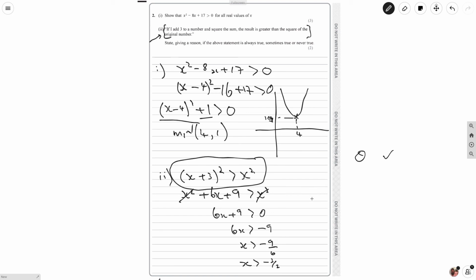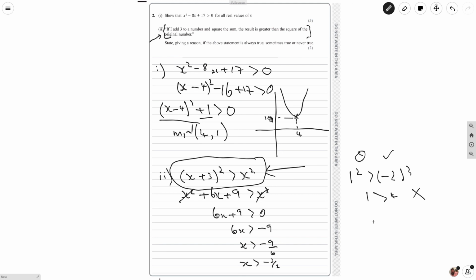But our answer also tells us that if we don't pick a number bigger than minus 3 over 2, then it won't work. So let's pick a number that's less than minus 3 over 2. So let's pick minus 2. We put that into this equation. Minus 2 plus 3 is 1. We basically get 1 squared is greater than minus 2 squared, which says that 1 is greater than 4, which is clearly false. So I just managed to pick a number where it doesn't work. So your answer to this question really is that the statement is sometimes true.